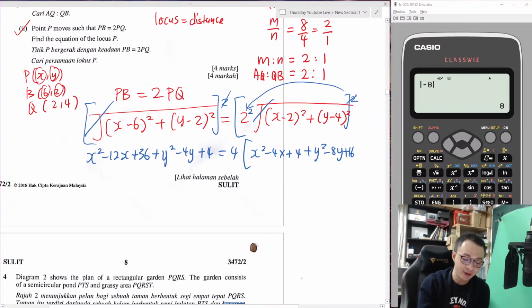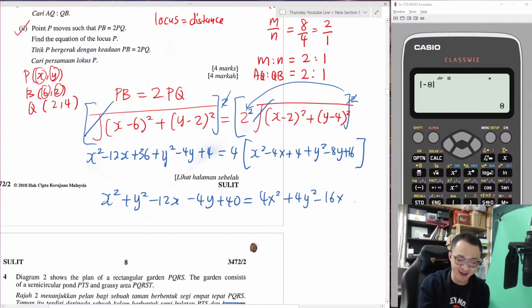Alright, so after I expand already, I kind of need to simplify and solve it at the same time. I don't like this process, but no choice, let's do it. x squared plus y squared minus 12x minus 4y plus 40 equals to 4x squared plus 4y squared minus 16x minus 32y plus 80.